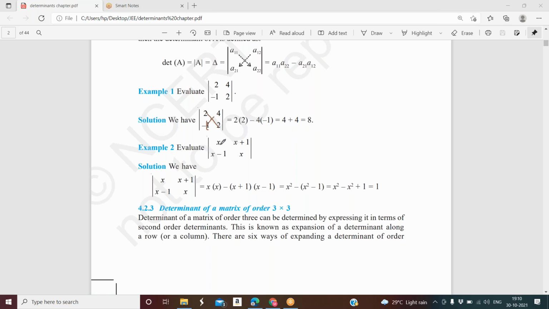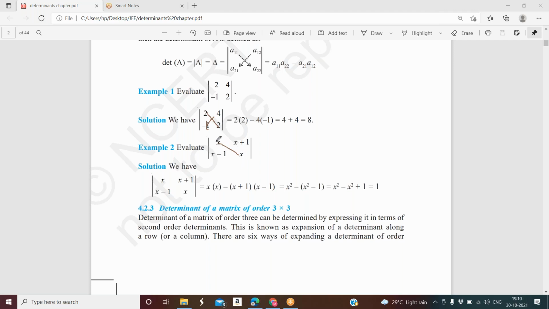Evaluate the determinant. The first row is x, x plus 1, and the second row is x minus 1, x. Here the elements of the given matrix are unknown, given in terms of x. That is not a problem. We can find the determinant of the given matrix. It's a 2 by 2 matrix.